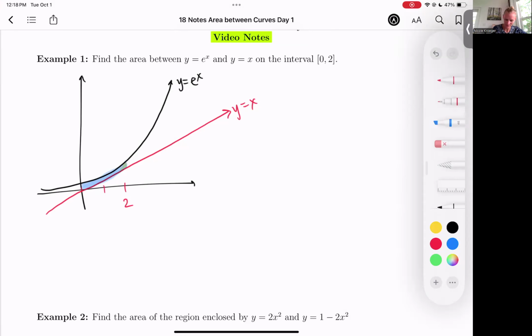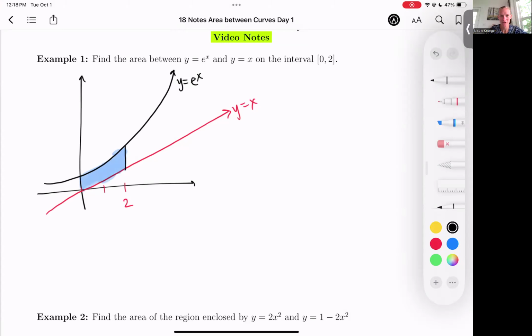Okay, it might be better. Let me make my exponential function grow a little bit faster, just so we can see. There we go. That's probably more correct. They don't live quite so close to each other. So we have something like this. So now we're trying to find the area between those curves.